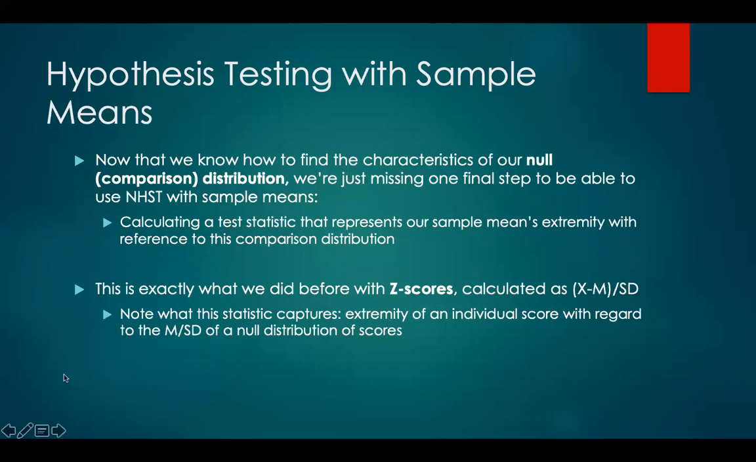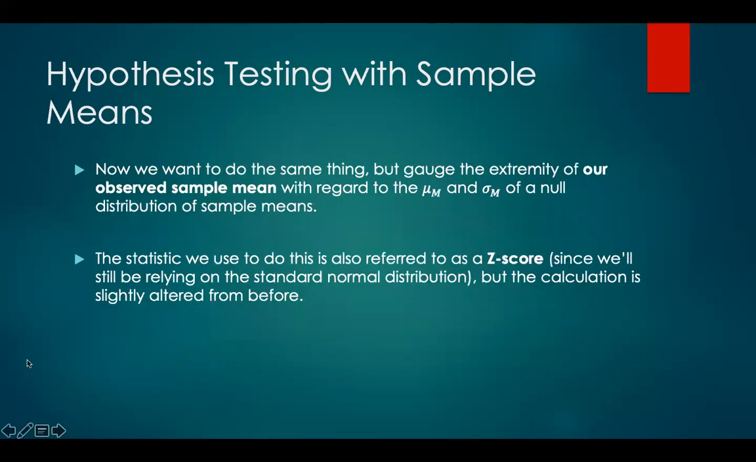Now, this is exactly what we did before with z-scores, calculated as a score minus a mean divided by that sample's standard deviation. Now, note what this statistic captures: the extremity of an individual score with regard to the mean and standard deviation of a null distribution of scores. Now, we want to do the same thing, but gauge the extremity of our observed sample mean with regard to the mean of the sampling distribution of means and the standard deviation of this null distribution of sample means.